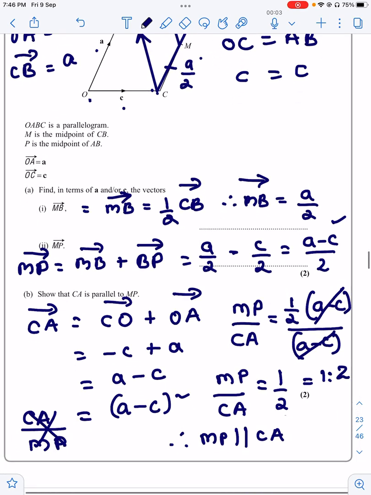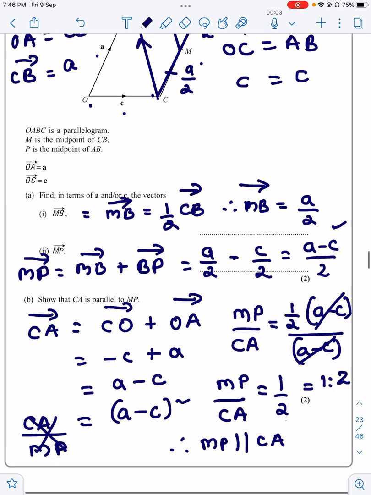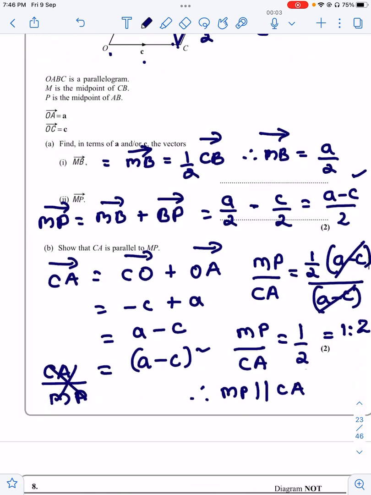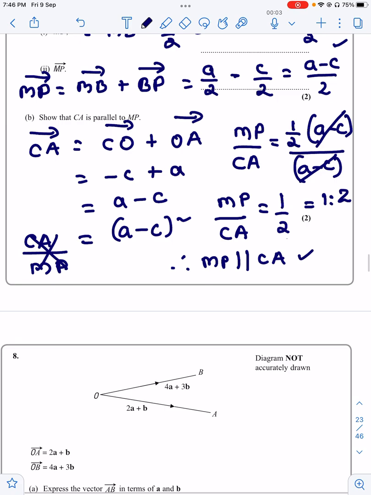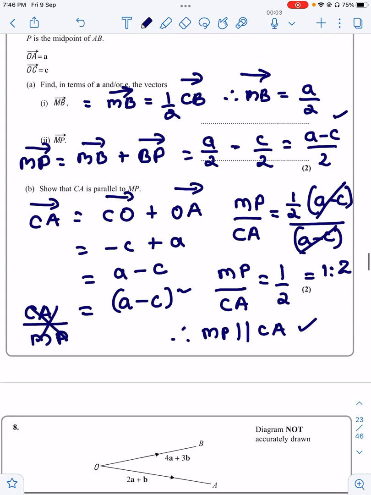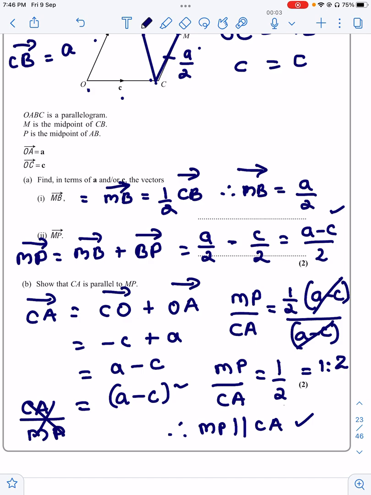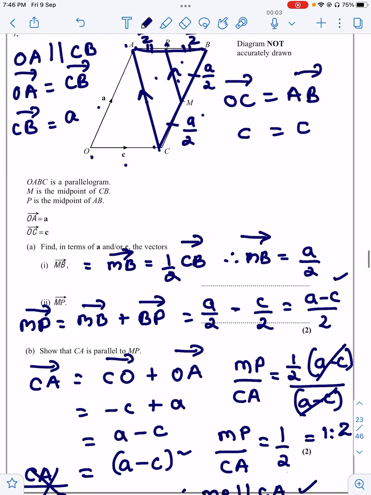So, the one thing we learned from this question is that if I want to prove two lines parallel to each other, I have to just conclude their ratio as 1 is to 2. If I do this, we can easily prove that these two lines are parallel. In the second part, we will see a few more examples.